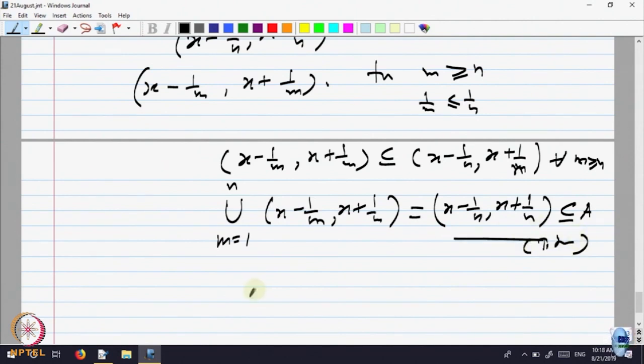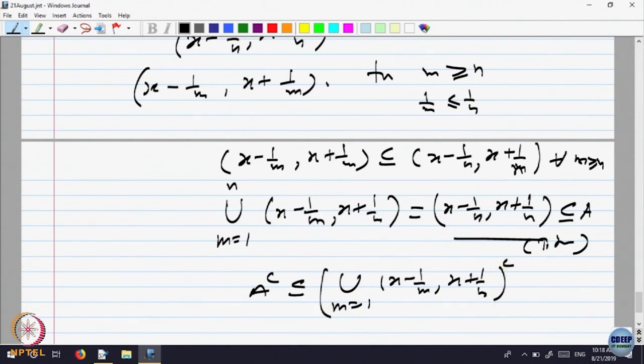If I revert it, that means what? A complement should be inside. So, where should be A complement? If these unions are inside A, where should be A complement? In the union m equal to 1 to n, this is inside this. So, x minus 1 over m, x plus 1 over m complement, right? Is that okay? If something is inside A, complement is inside the complement of that.